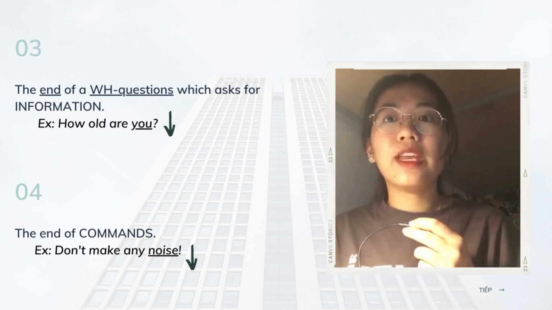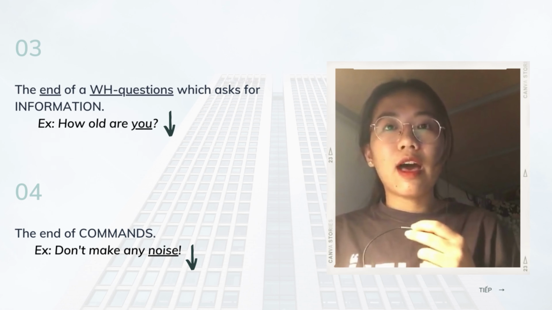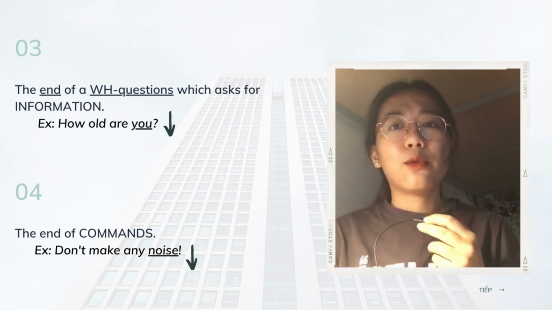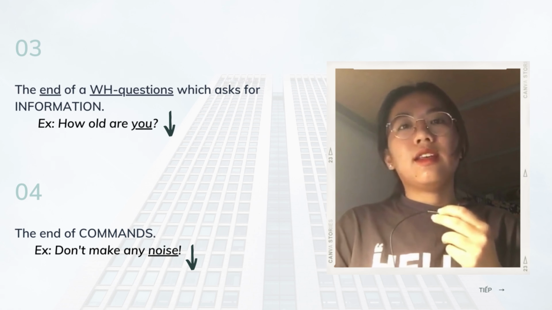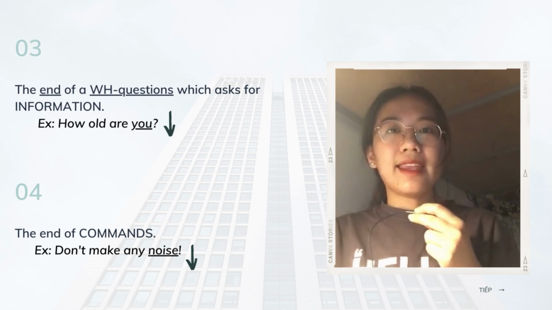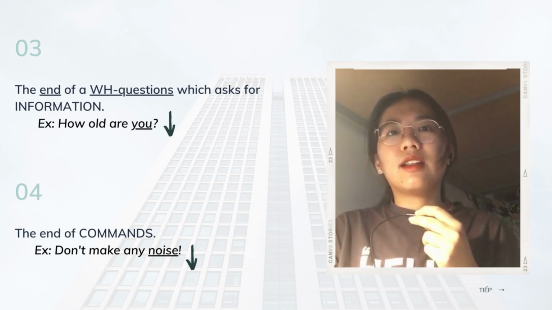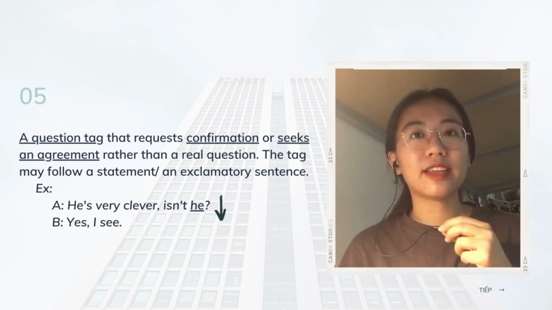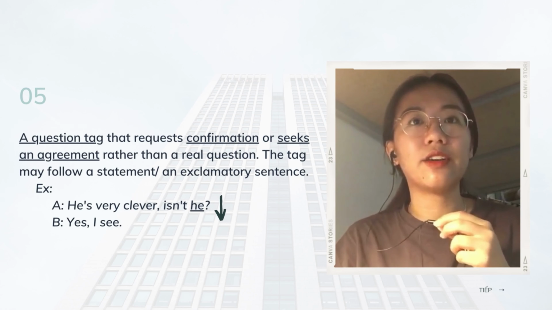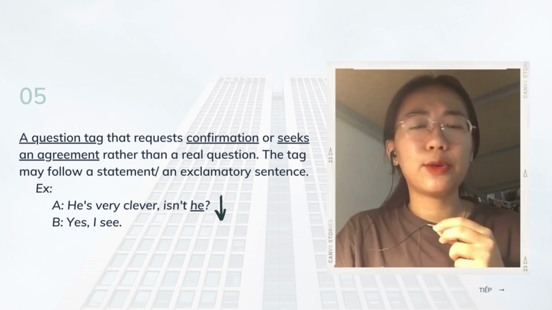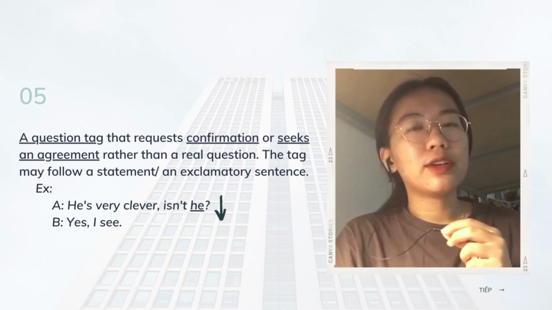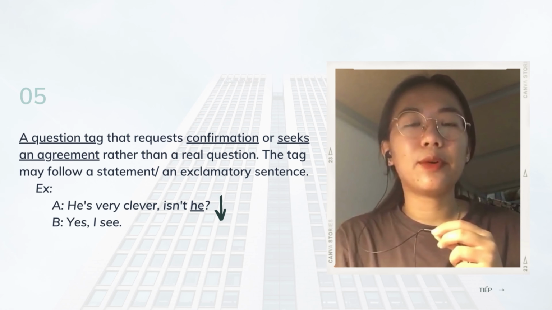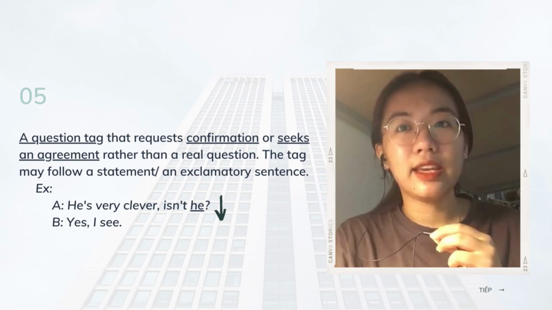We ask for information. For example, how old are you? Where are you from? Or when is your birthday? The fourth case is the end of commands, like don't make noise, right? The fifth case is a question tag that requests confirmation or seeks agreement rather than a real question. The tag may follow a statement or an exclamatory sentence. For example, he's clever, isn't he?